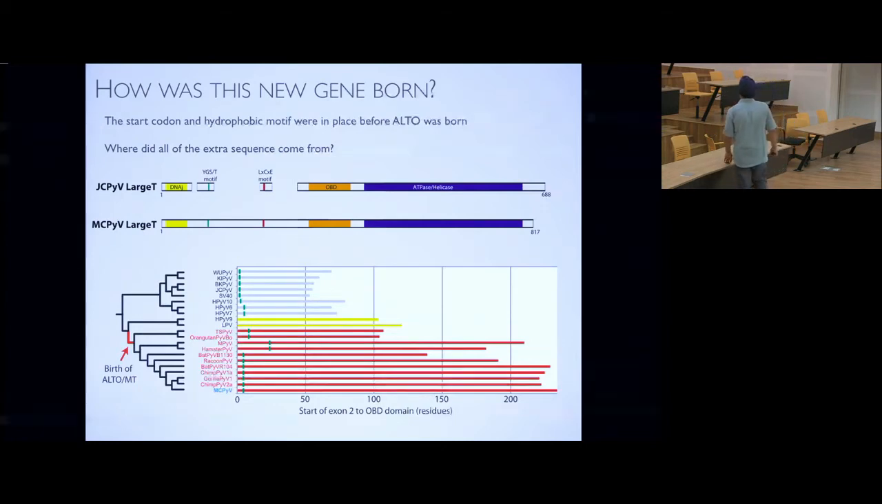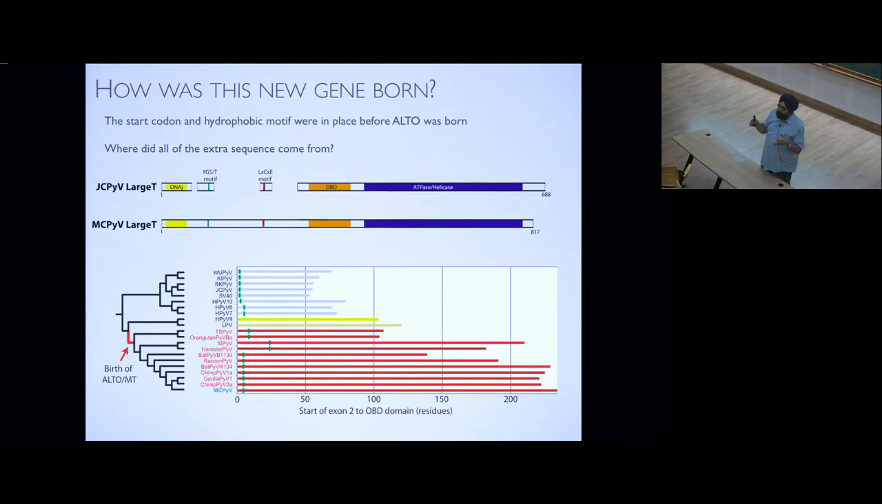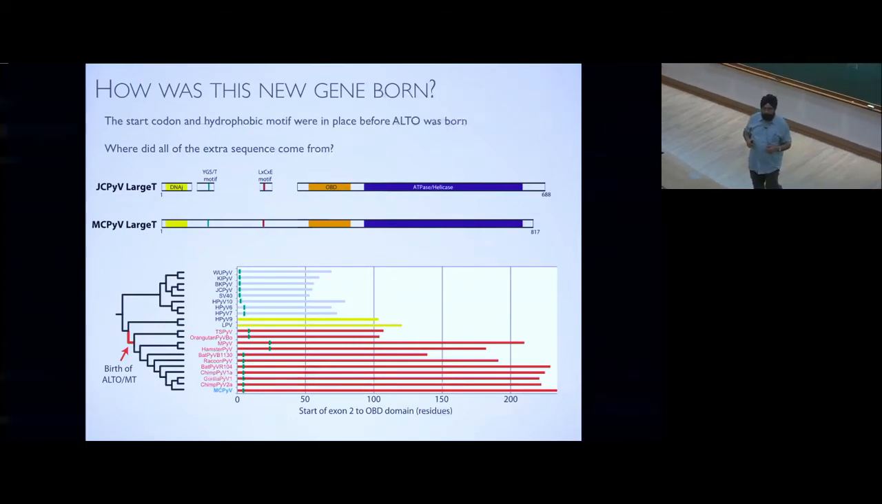It's totally an accident that it has proper function, but I think that's a little bit of an overstatement. I think it's had some function, but once it existed, natural selection could actually act on it to refine it. And that happened early on, right? So we don't have a means to reconstruct how it was born. And I'm going to show you some cases where you actually have compromised the large T antigen to preserve ALTO.